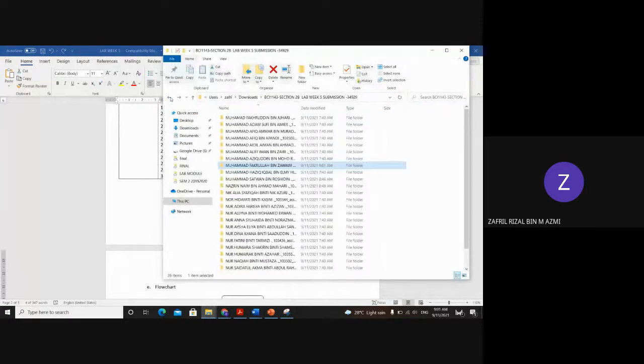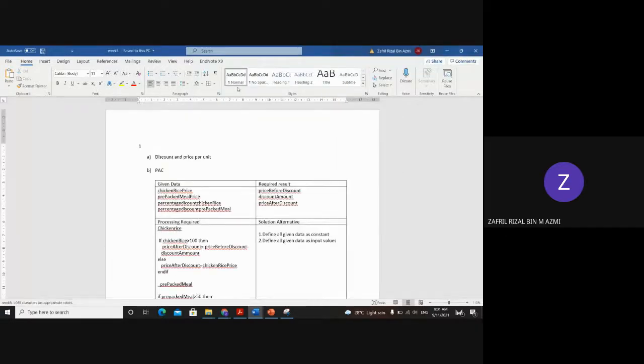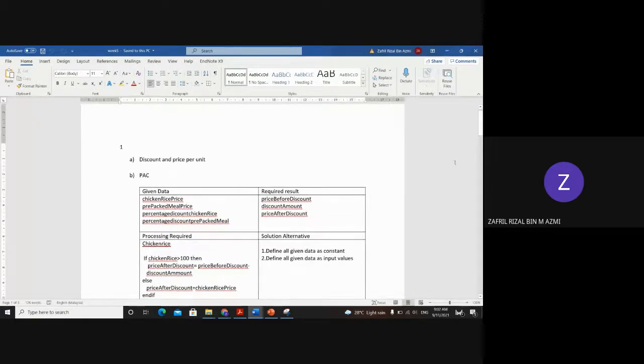Next week midterm test. For those who still blur, make sure you study hard lah.